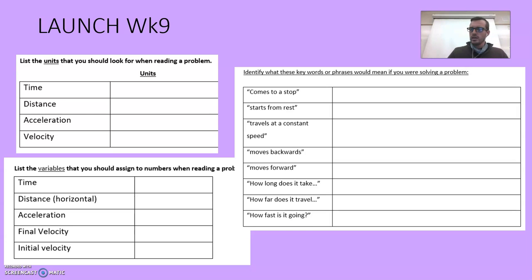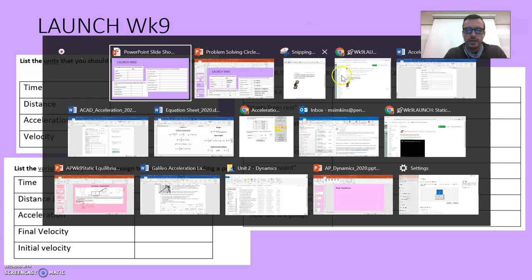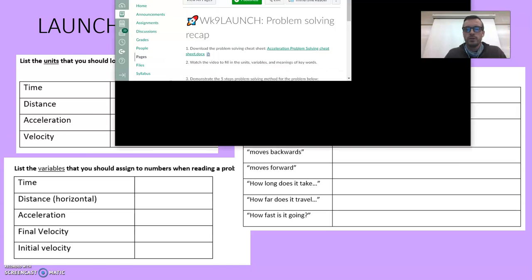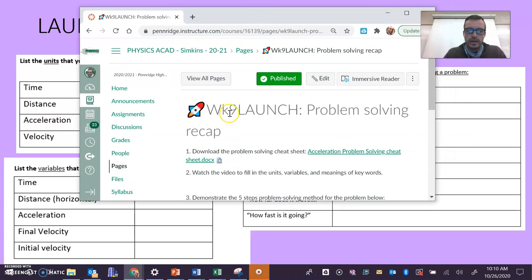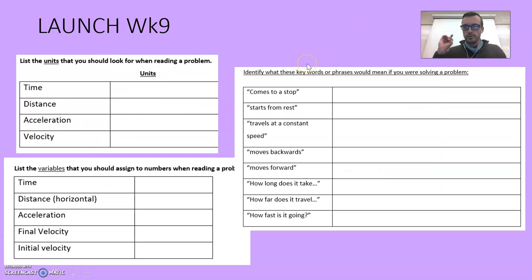Look at units first. Over here in the first box, what I want you to do right now is go over to your Canvas page and download this before we start. Download this right now: Week 9 launch, problem solving recap, acceleration problem solving cheat sheet. Go do that right now because that is where you will find this. So hit pause if you need to, go get that. And we're back. So let's take a look.